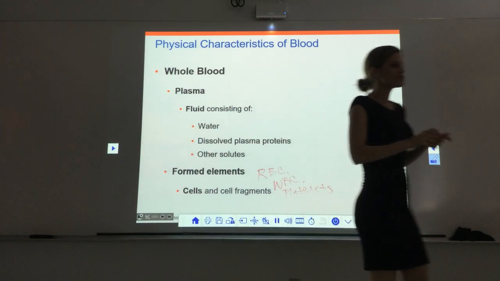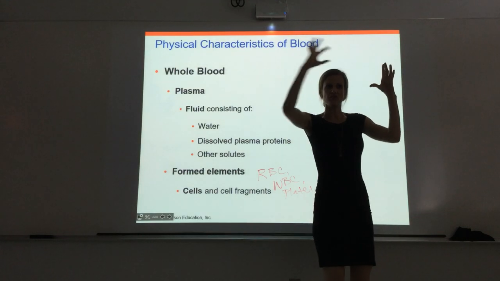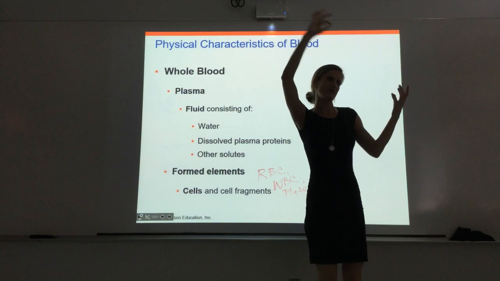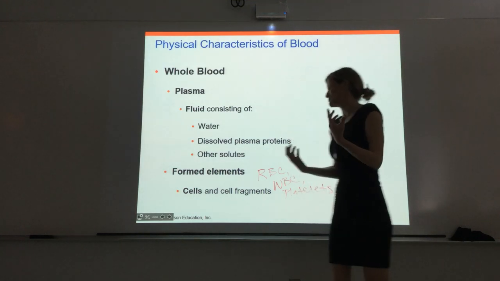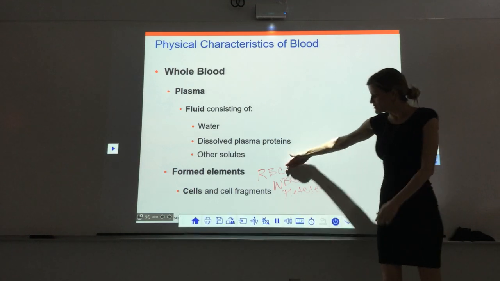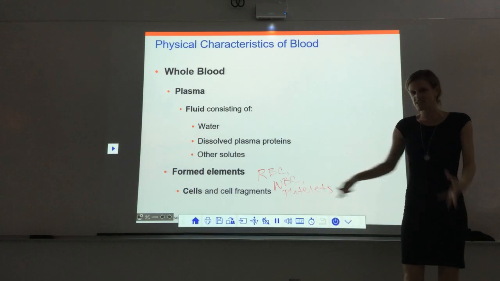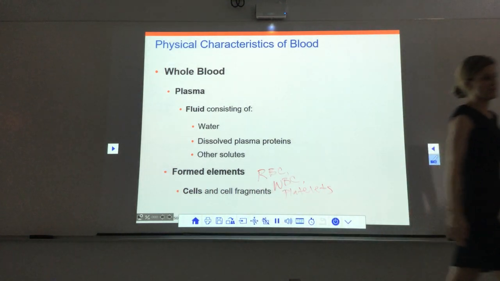We'll talk about this a lot later, but when platelets are formed, you have this huge cell, and it pinches off little pieces of itself to form the platelets. So they're not really cells. They're just little packets that have clotting proteins in them. But any of these things, red blood cells, white blood cells, and platelets, the more solid formed things, are included in the formed elements of the blood.